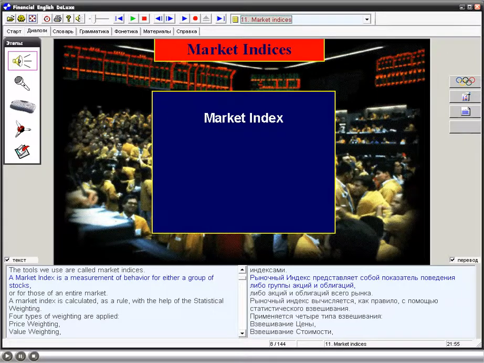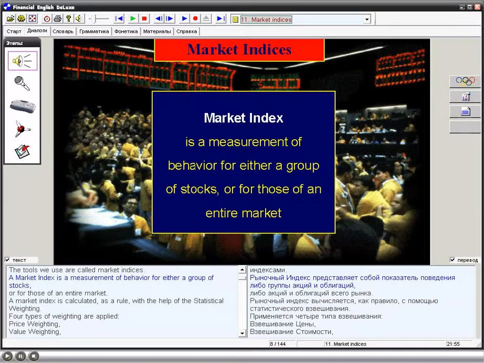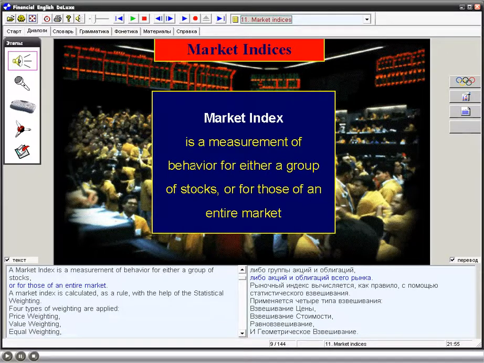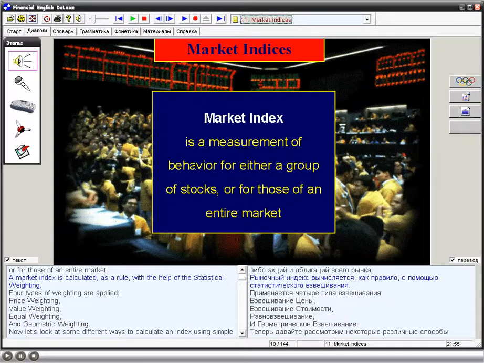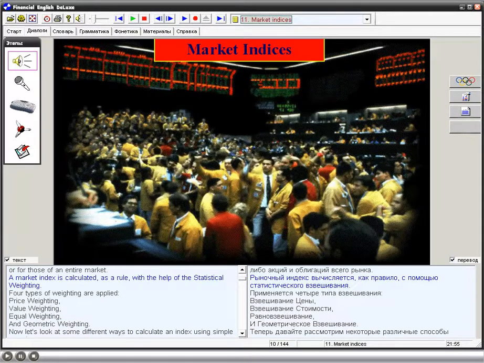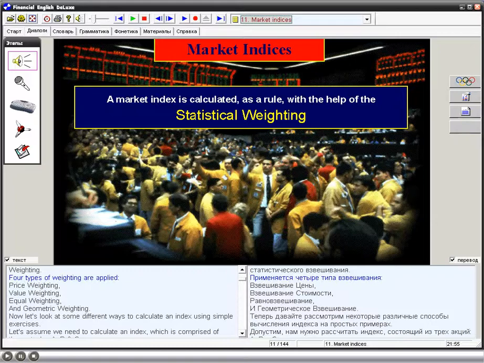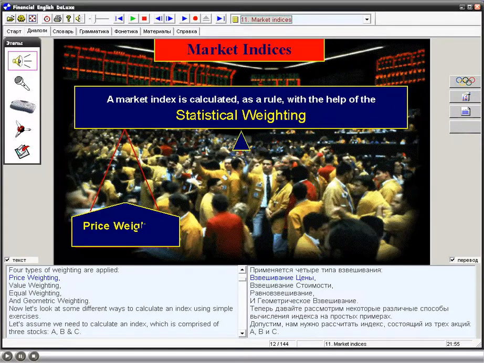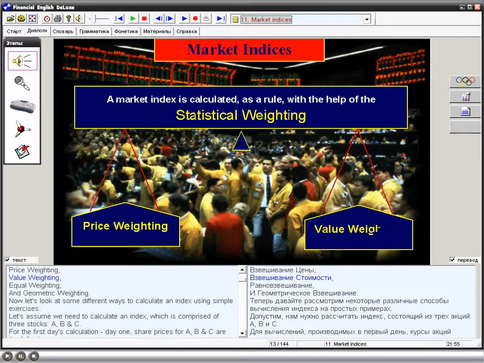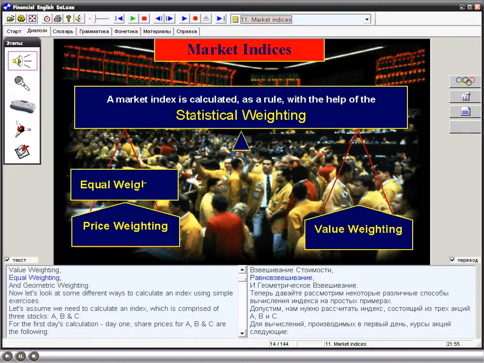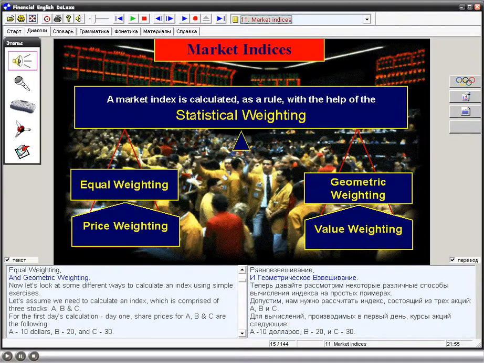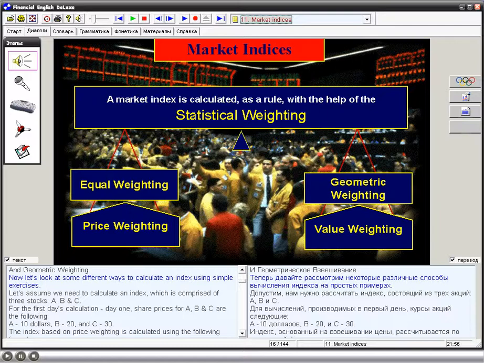A market index is a measurement of behavior for either a group of stocks or for those of an entire market. A market index is calculated as a rule with the help of statistical weighting. Four types of weighting are applied: price weighting, value weighting, equal weighting, and geometric weighting. Now let's look at some different ways to calculate an index using simple exercises.